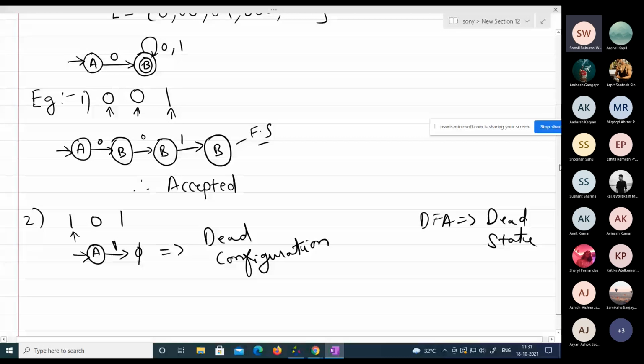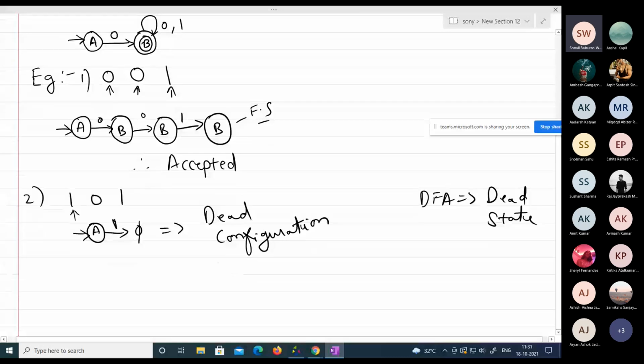Is this clear? It is not going anywhere, so it is in the null state. It is nowhere. That's why phi represents a null state, and this is called a dead configuration. Therefore, it is not accepted.